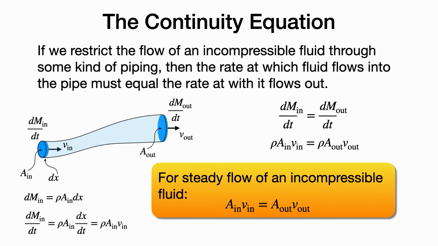Now, just to be clear, we don't actually need a physical pipe for this equation to hold. It is enough to consider any imaginary boundary with the restriction that the streamlines of the fluid flow do not cross the imaginary boundary except at the openings that we have in this case labeled with A in and A out.